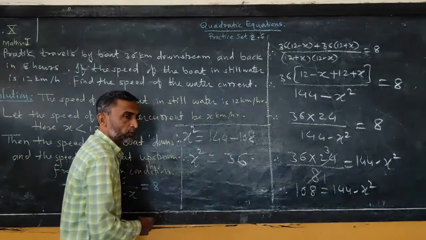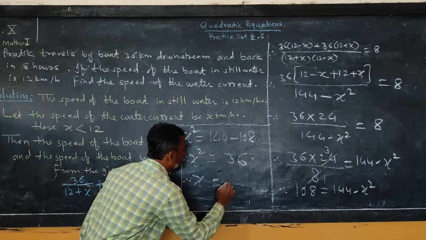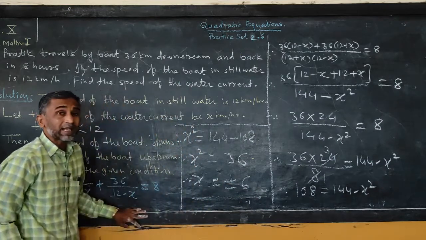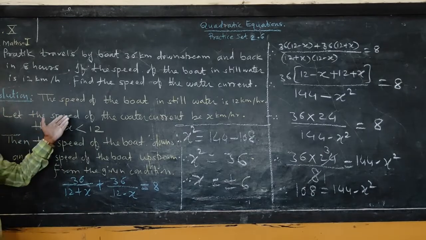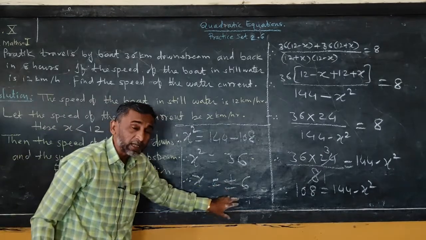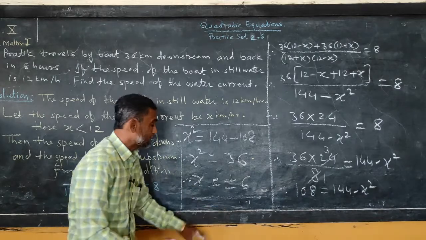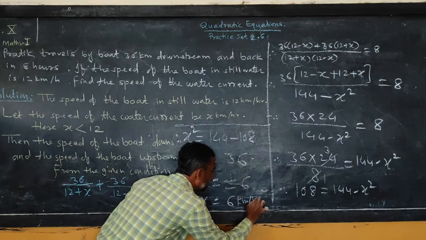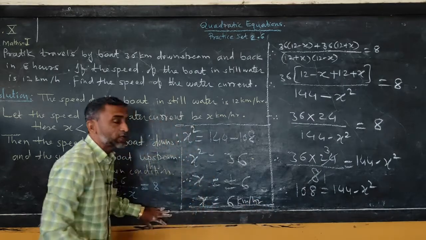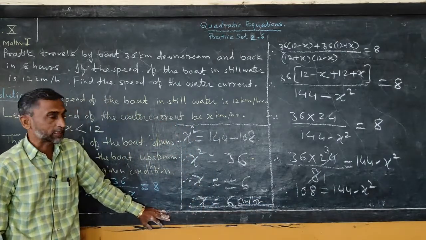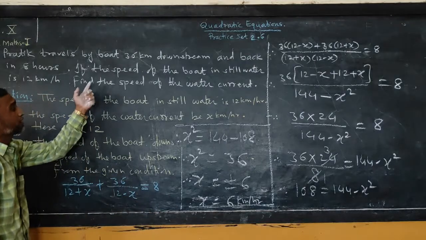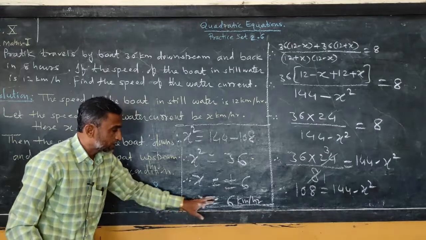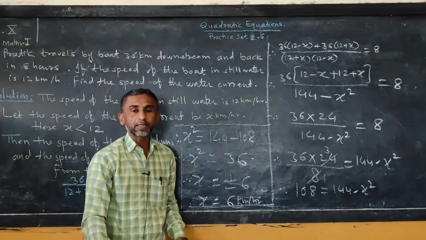Now taking the square root on both sides, x is equal to plus minus 6. But what is x? x is the speed of the water current. It cannot be negative. So what is the answer? Therefore x is equal to 6 kilometer per hour. This is the speed of the water current. This is our answer. Find the speed of the water current: it is 6 kilometer per hour.